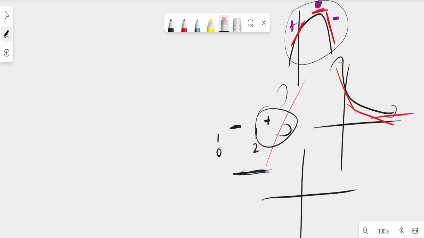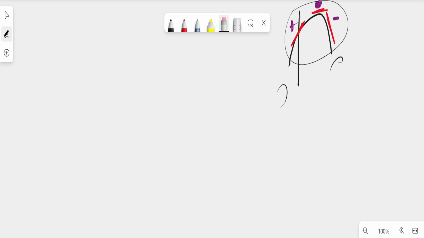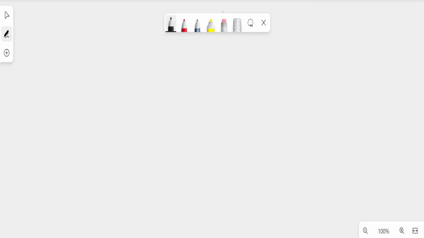Wait, so y double prime would be the graph of y prime, right? Or the slope of y prime, the change in your y prime. So that would just be like a line with a negative slope going down, right? The graph of double prime? Yeah, it would be a negative value.